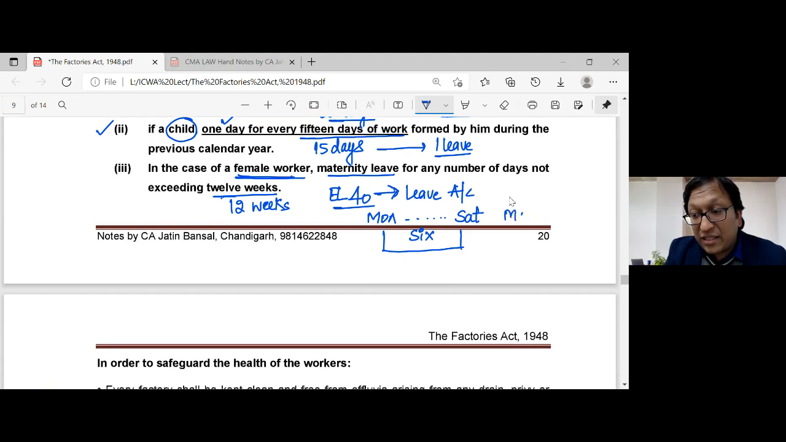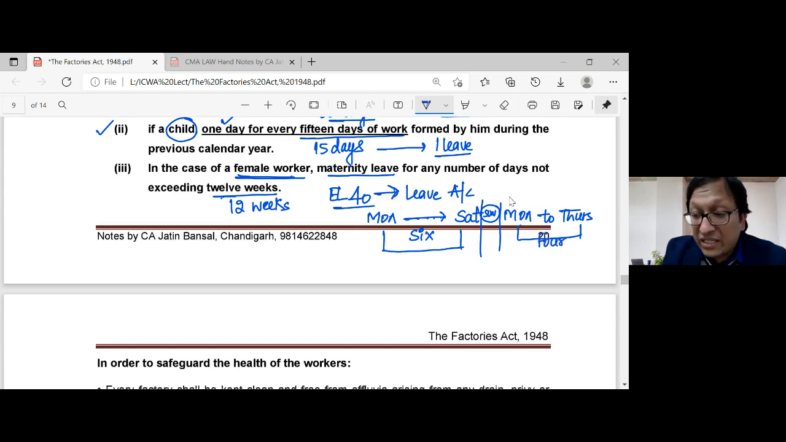Then again, give me leave from Monday, Tuesday, Wednesday, Thursday, Monday to Thursday. You can't say like this. What you want to do is save your Sunday holiday. You are saying Sunday is already a holiday, it's a weekly off, so don't consider it. They will not do it in this manner.